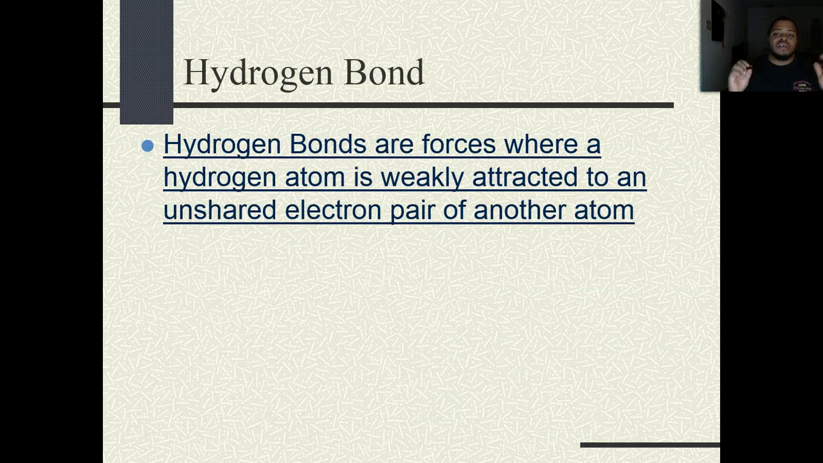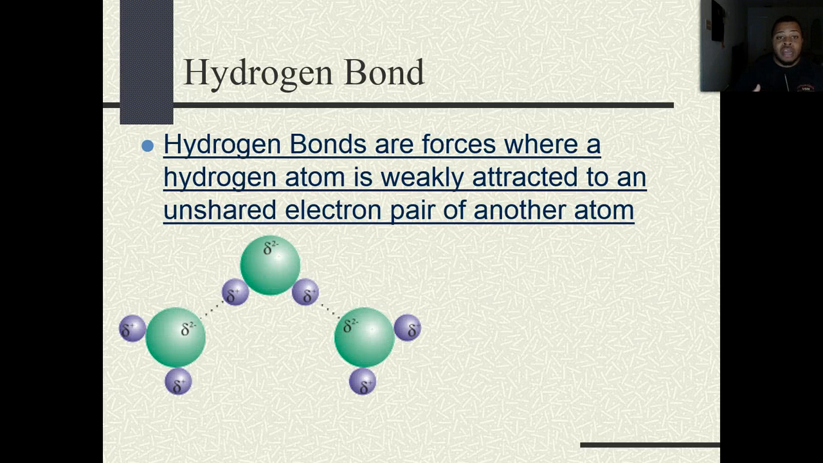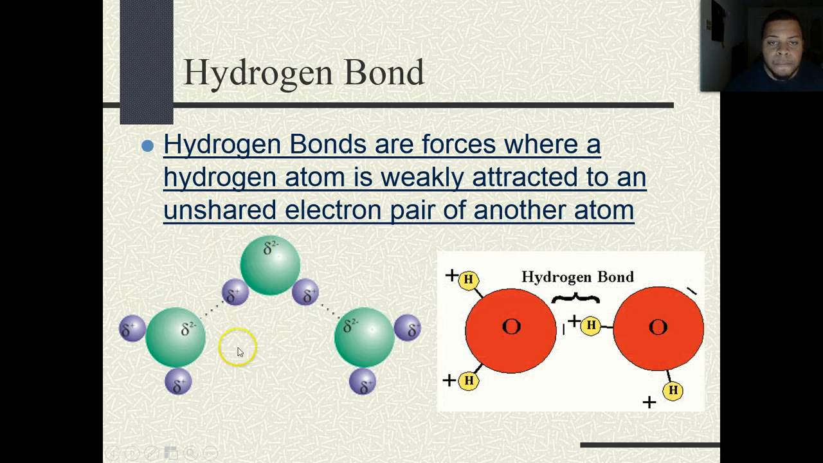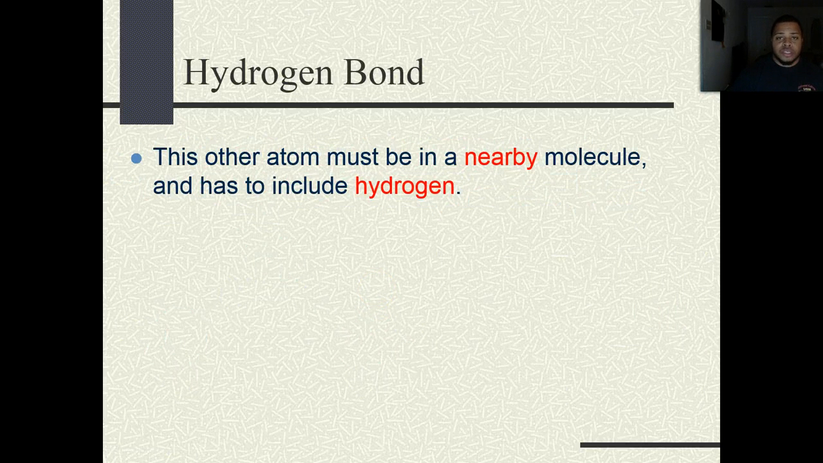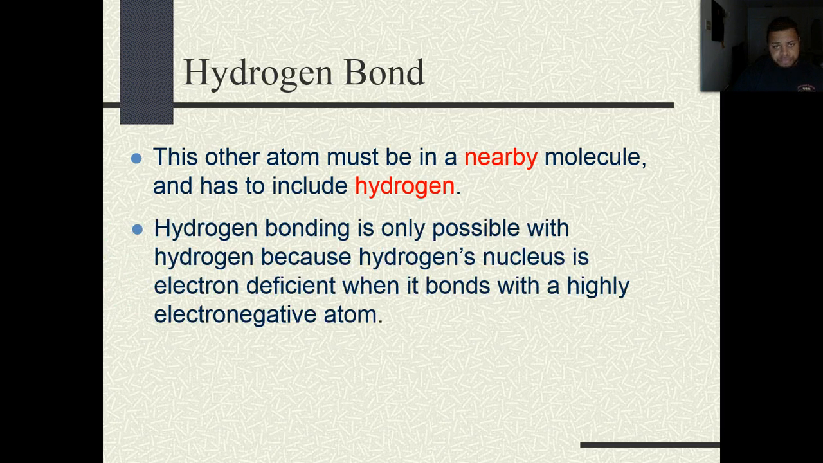Now, hydrogen bonds are forces where a hydrogen atom is weakly attracted to an unshared pair of electrons from another atom. Okay, so this is not happening in the same atom. This is between two separate atoms. Now, this is going to be the strongest of our intermolecular forces. Okay, now notice this other atom must be in a nearby molecule and has to include a hydrogen. It's only possible because of the fact that hydrogen has some things that are a little different.